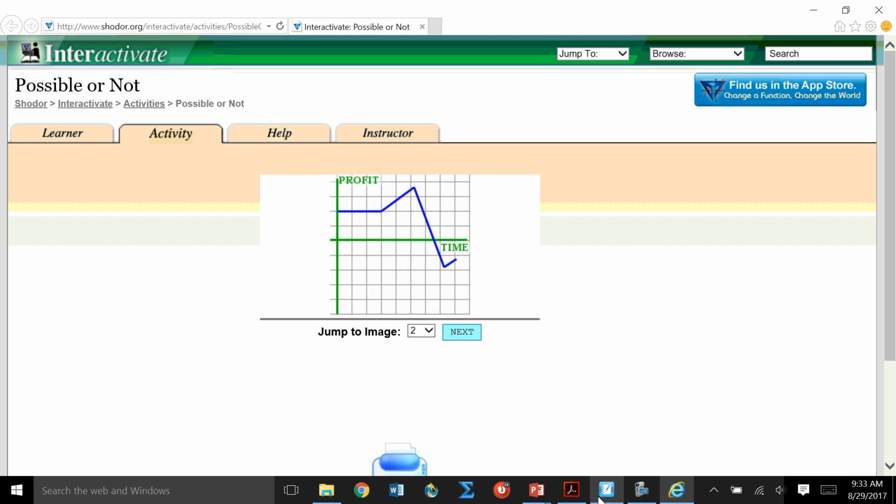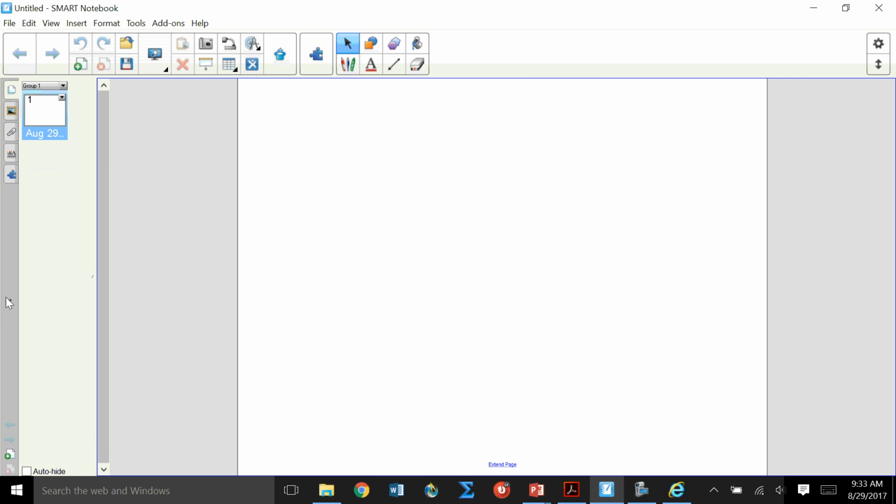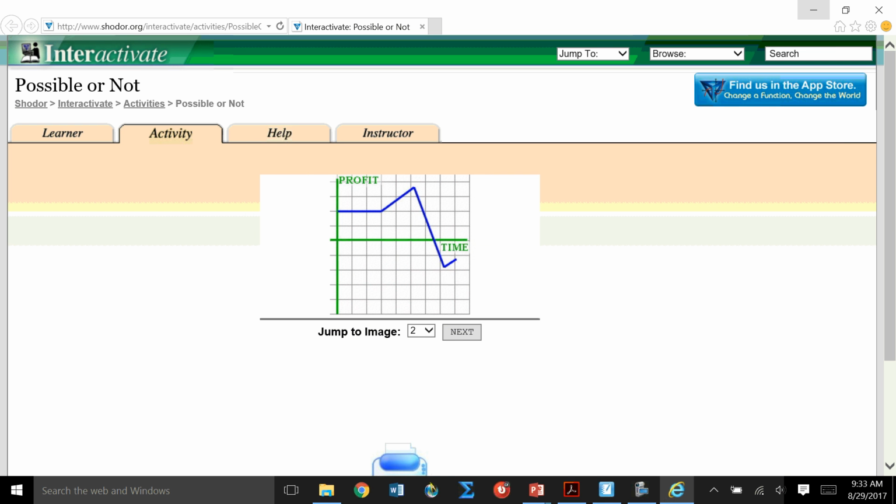Here's our next example. If I drop a vertical line anywhere here, you can see it's only ever going to hit the graph at one point. So this one would be an example of a function.